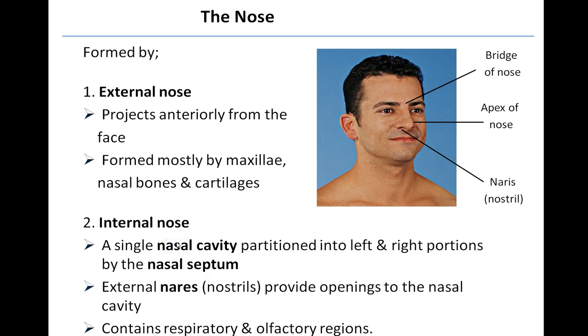This cavity is partitioned into left and right portions by a vertical curtain made of bone and cartilage we call the nasal septum. Air enters the nasal cavity by external nares or nostrils, and within the nasal cavity you'll find portions that are associated with our sense of smell, and I'll highlight those as we're progressing through this lecture.